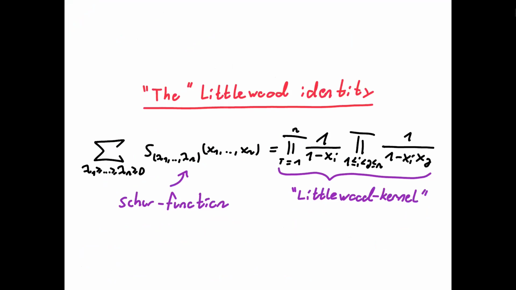Since I will be talking about Littlewood identities, let's quickly recall the classical Littlewood identity, where on the left-hand side we sum over all Schur functions, and on the right-hand side we have this rational function in the x_i's, which I will call the Littlewood kernel.